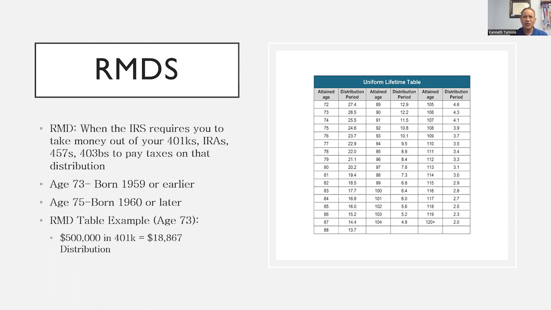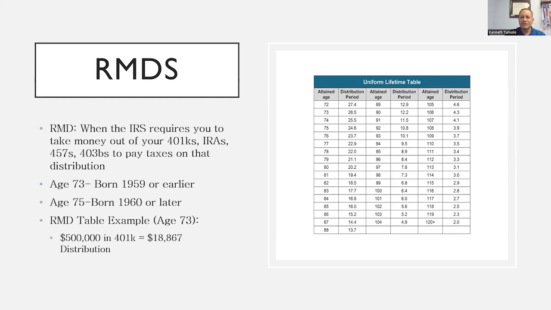So the age has gone up a bit. There's a few law changes. Originally, if you remember years back, not too far back, the age was 70 and a half that you would have to start doing that. Then it went up to 72, and then a recent law brought it up to between 73 and 75, depending on your birth date, is the best way to put it. So RMDs, required minimum distributions, just means that that's the time the IRS requires you to take money out of those 401ks.